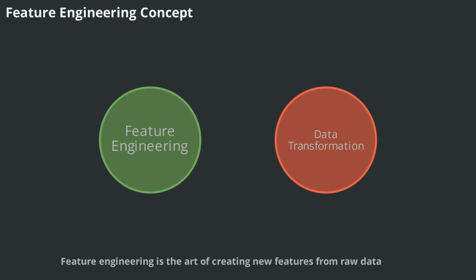Feature engineering is the art of creating new features from raw data. By transforming and combining existing data, you can help the model find patterns more easily. This step often leads to significant improvements in model accuracy.